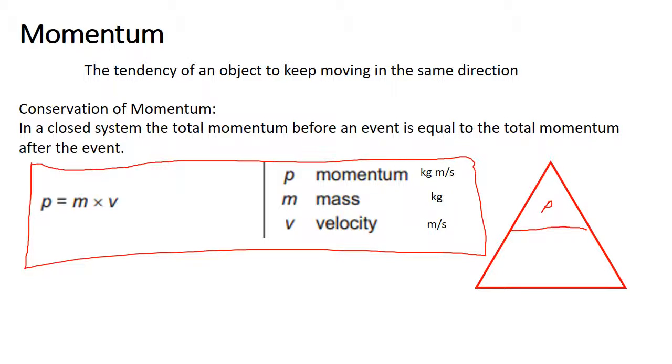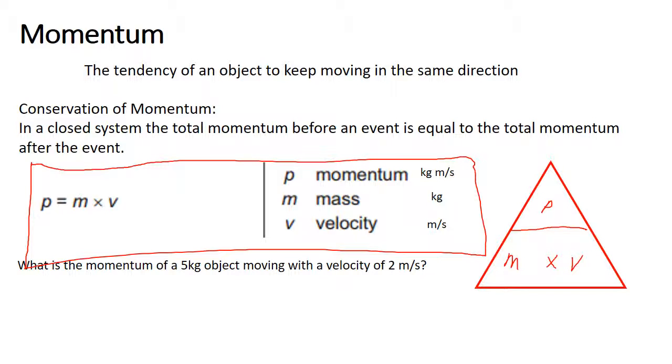And to put this into a triangle, momentum is at the top and mass times velocity is at the bottom. So if we apply this to a straightforward question first, what is the momentum of a 5 kilogram object moving with a velocity of 2 meters per second? Well, you'd cover up momentum because that's what you're trying to find out, and then you're left with mass times velocity. You're going to be 5 times 2, and it comes out at 10 kilogram meters per second.